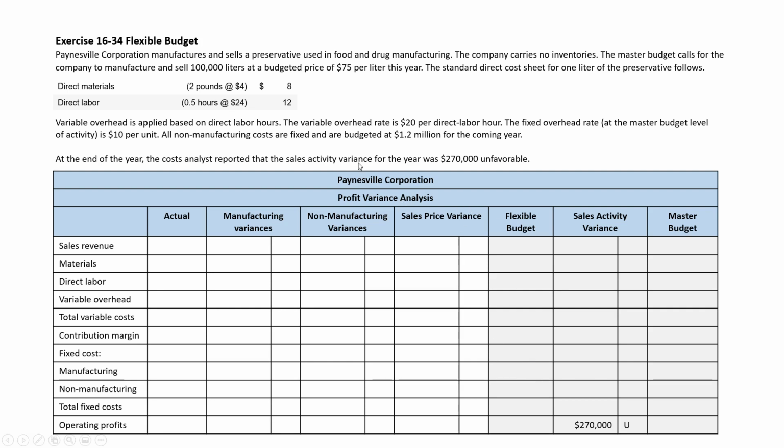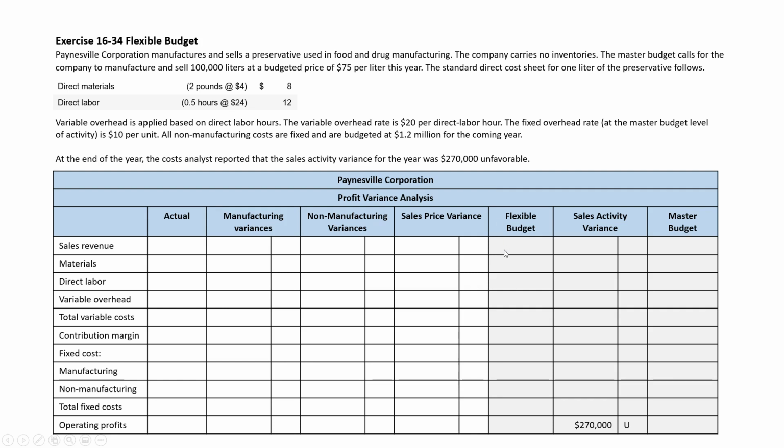Ultimately, a sales activity variance is the difference between the flexible budget and the master budget. If you recall, the master budget, like we covered in chapter 13, is based upon our planned level of activity. Here, that would have been 100,000 liters. Our flexible budget is instead based upon the actual amount of liters that we sold. Again, that's going to be something less than 100,000.